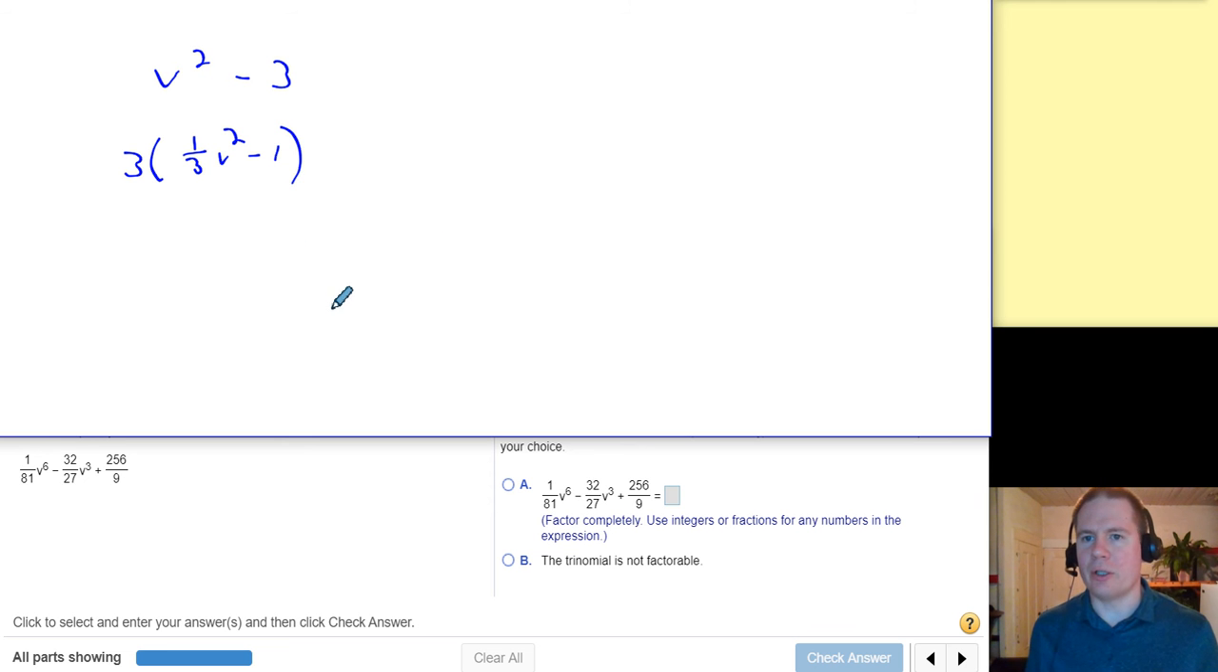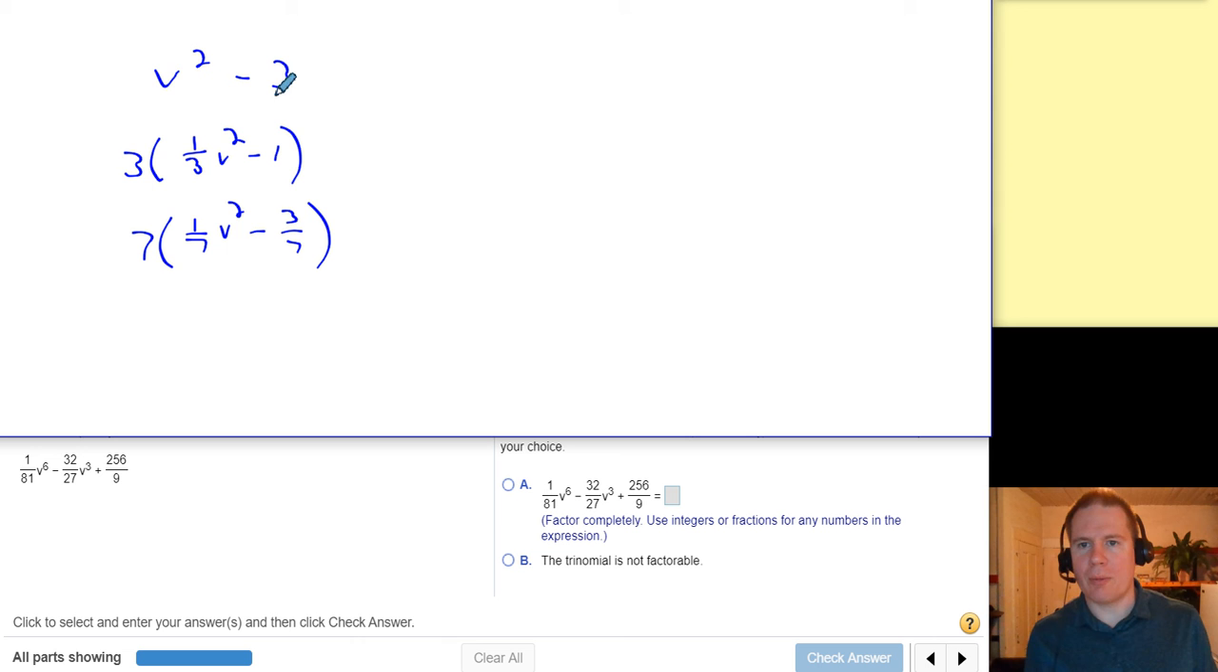Right? That's kind of dumb. 3 times 1/3 is 1. 3 times 1 is 3. But you can always factor out some fraction. I could factor out 7, if I draw it correctly here. Right? 7 times 1/7 v squared minus 3/7, because 7 cancels with 7, giving us 1. 7/7 is 1 times 3 is 3.